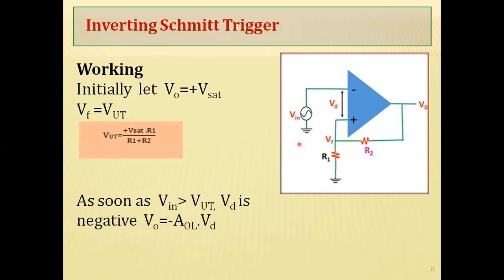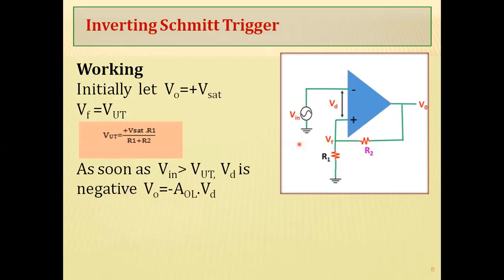Now, coming to the working of the Schmitt trigger, we'll assume initially the output voltage V naught is at positive saturation. If V naught is at positive saturation, then the reference voltage present here will be at VUT. Positive saturation means it will be at VUT. Hence, you already know the equation for VUT: VUT is equal to plus V saturation into R1 divided by R1 plus R2.